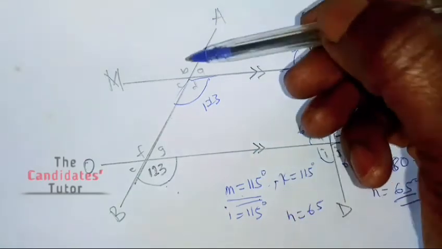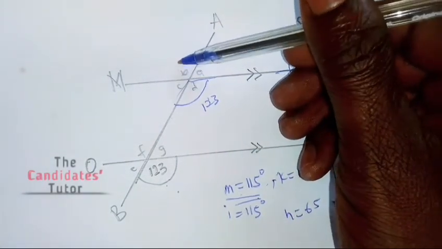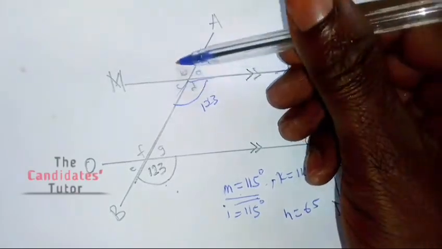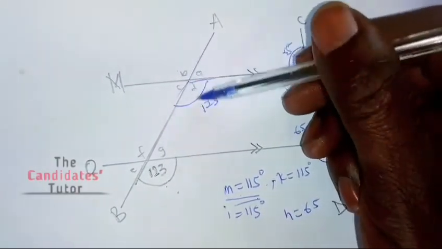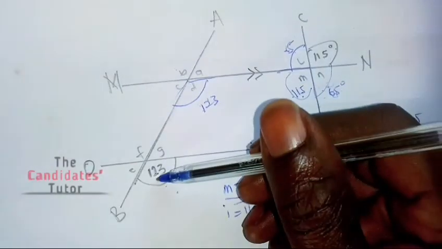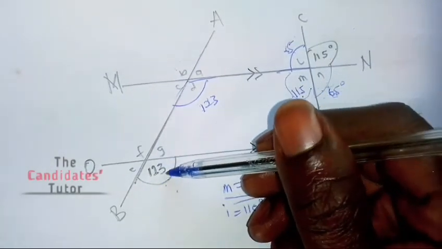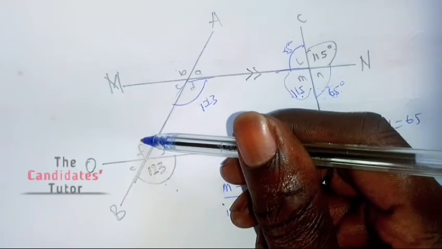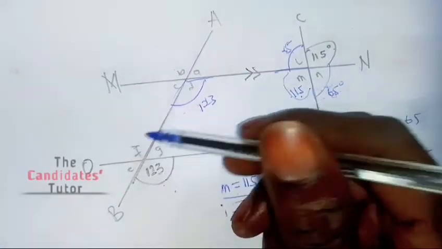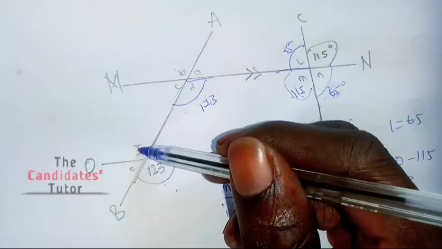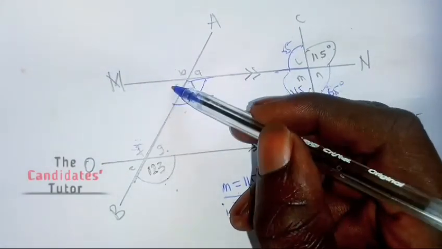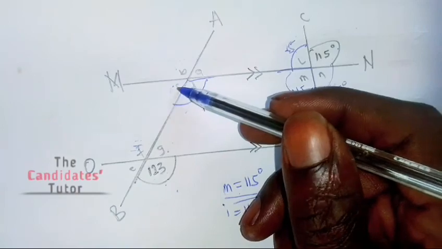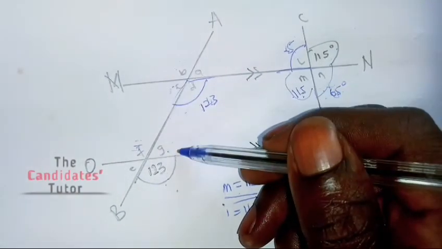If here is 123, I'm sure you know that this side is also going to be 123 because they are vertically opposite, like an X. You also realize that if this is 123, then F is also going to be 123. And don't forget, if here is 123, here is also 123 because they alternate. Whatever we get for here, C is also going to get the same thing.